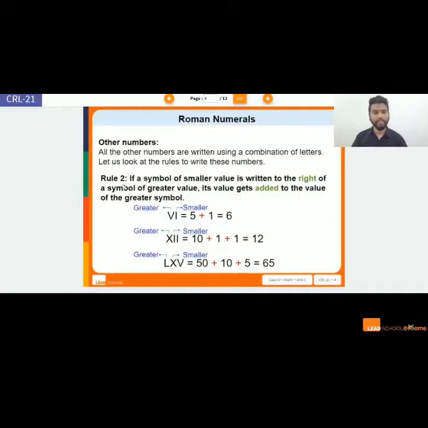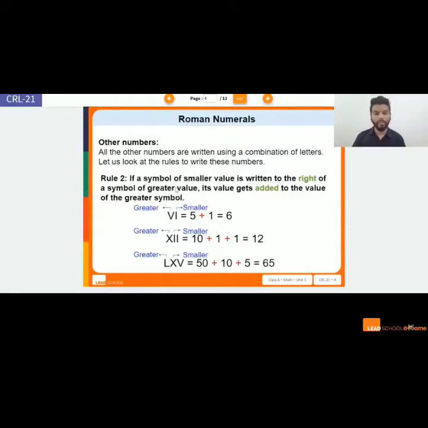Right? Now we are getting into rule number 2. Now I already know I can't use the same symbol more than 3 times. I can't write V, L and D next to each other. And however many times my symbol is repeated, I will add it so many times and that will be my value. Now my rule number 2 says if a symbol of a smaller value is written to the right of a symbol of greater value, its value gets added to the value of the greater symbol.